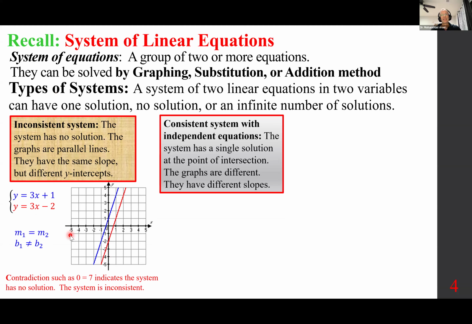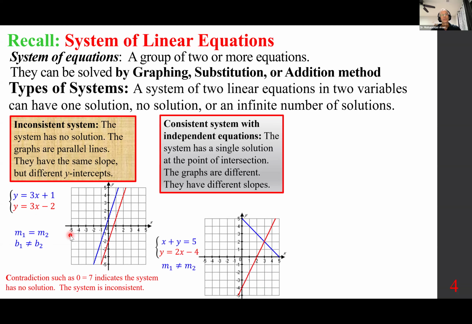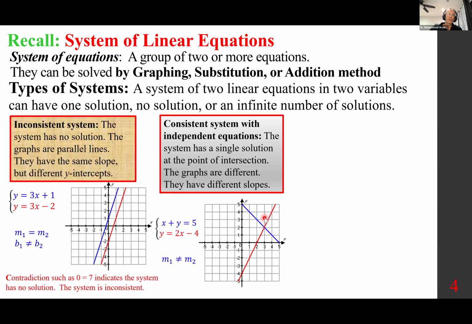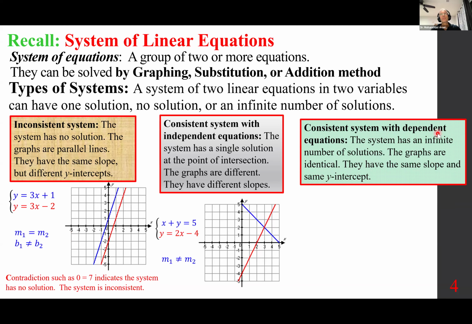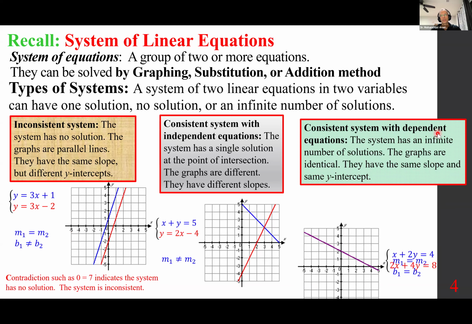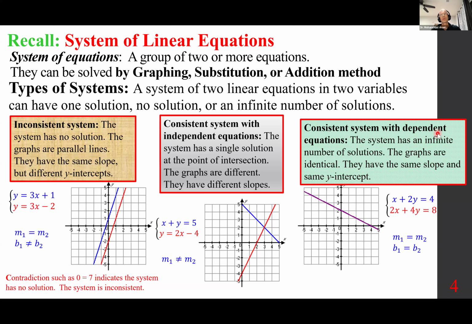A consistent system with independent equations has 2 lines that have a point of intersection. They have different slopes and 1 unique solution. A consistent system with dependent equations means that ultimately, the 2 equations are identical if you solve for y, which means they have equal slopes and equal y-intercepts.